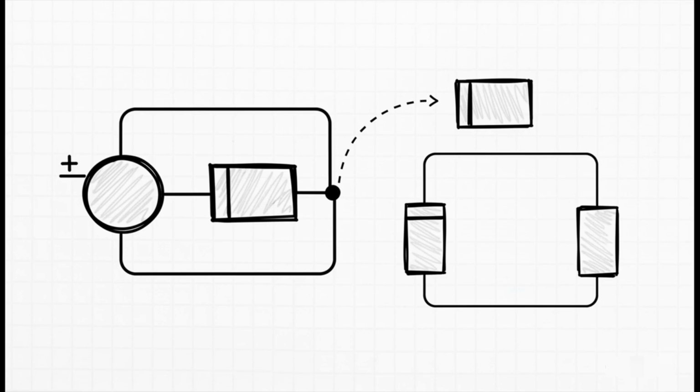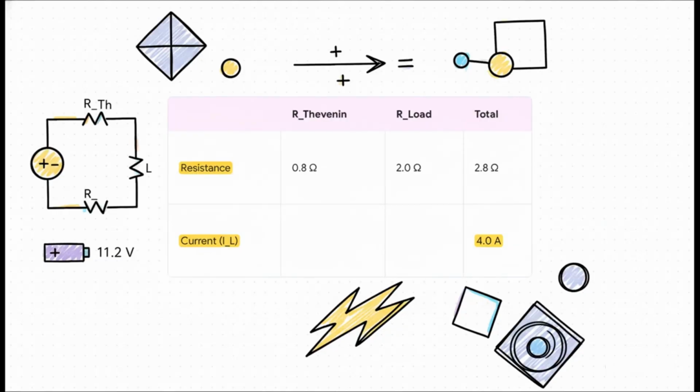And just like that, a problem that looked pretty messy is now a basic high school level series circuit that we can solve in our heads. The total resistance in our new circuit is just RTH plus our load, so 0.8 plus 2, which is 2.8 ohms. The current flowing through that load is the total voltage, 11.2 volts, divided by that total resistance, 2.8 ohms. And that gives us a final clean answer of exactly 4.0 amps. Simple, powerful, and so much faster.